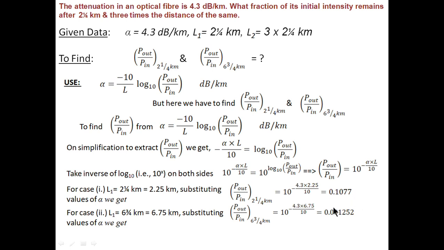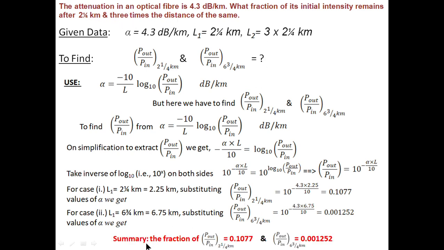which is equal to 0.001252, which is quite obvious. We can already expect that the more the length, the more the losses. Therefore, the attenuation is directly related to the drop in intensity, so the output intensity will of course be less. The output power will be equal to this ratio times the input intensity or power. If you want to calculate P output, it's just this times the input intensity. This fraction of the initial intensity remains after 2/4 kilometer, and the same was calculated for 3 times the distance.